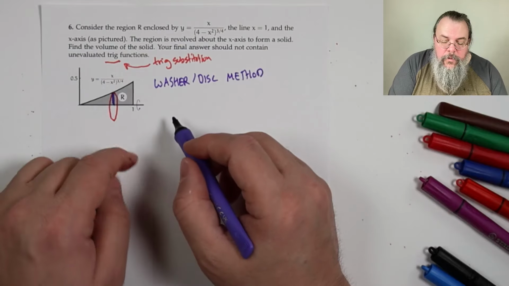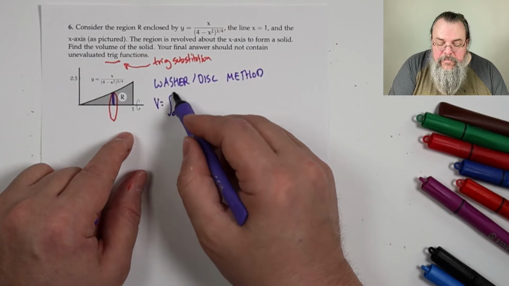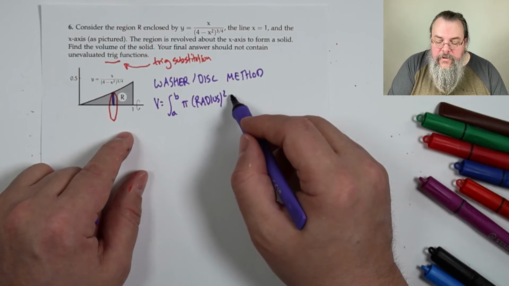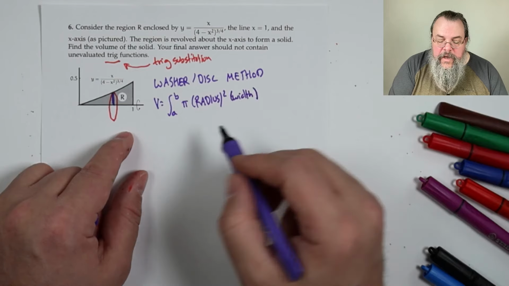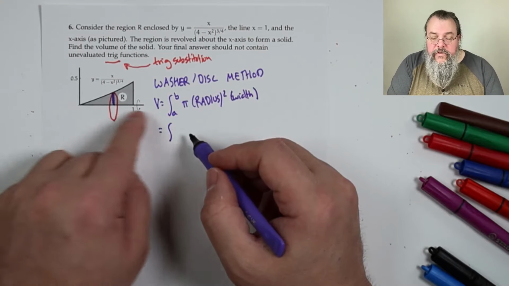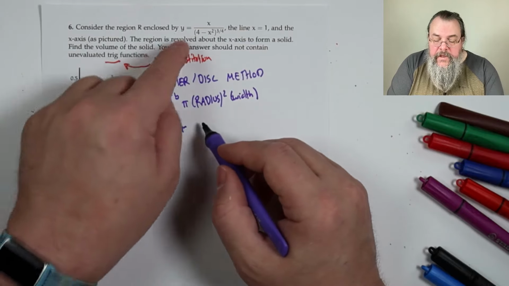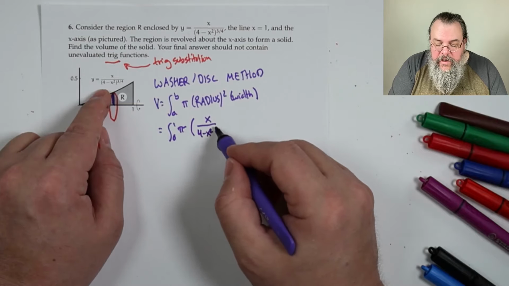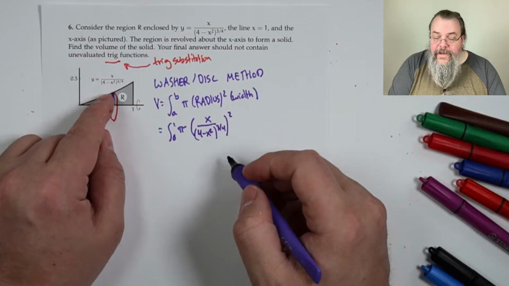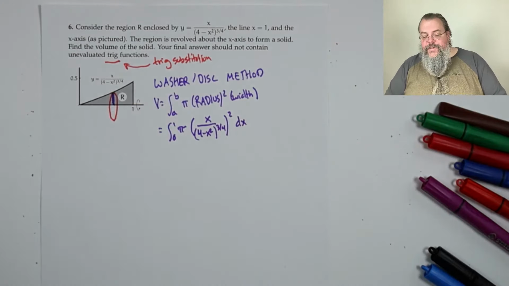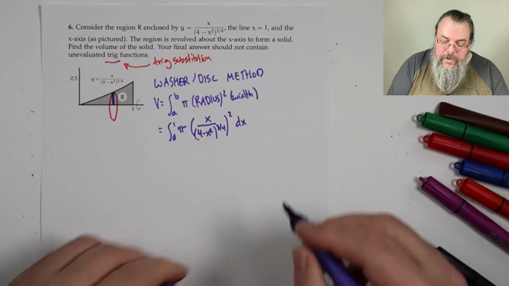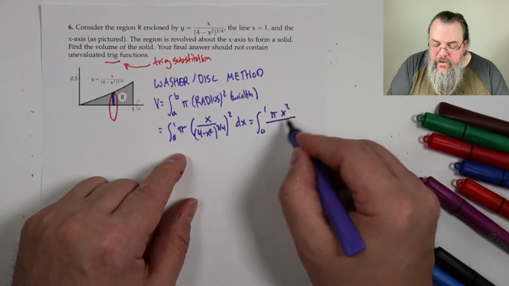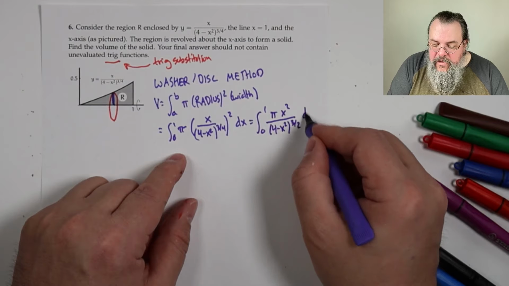Okay, so what does our basic formula say? It says our volume is you add up from A to B, pi, your radius squared. Your inner radius is 0, so I'm not going to do the whole expression. And then you have your width. So for us, we're going from, in the x direction, 0 to 1. We have pi. And then our radius is the height. So it's this expression, x divided by 4 minus x squared to the 3/4, squared. And our width is dx. Okay, so now we have our setup. And if we multiply that a little bit more, we get the integral from 0 to 1 of pi x squared over 4 minus x squared to the 3/2 dx.